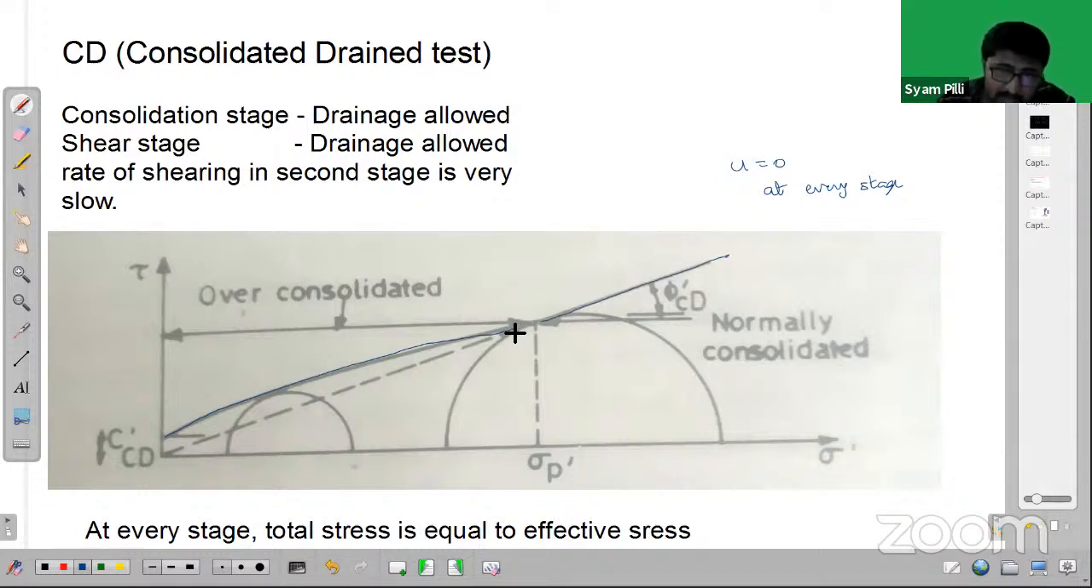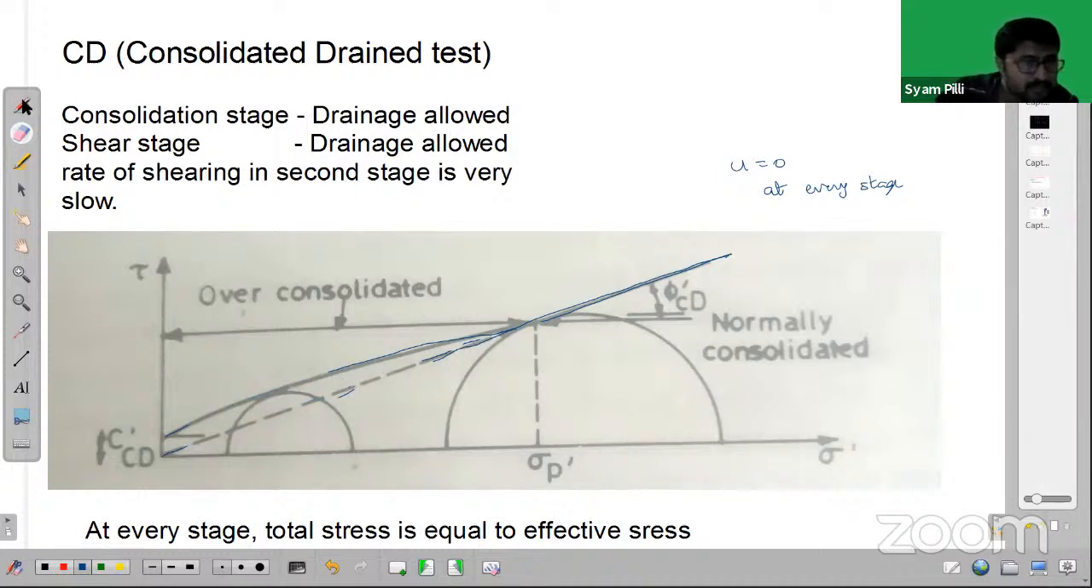So remember that this line is going through the origin. Do you see? The normally consolidated soils will pass through the origin. What is the meaning of this? I have to tell this meaning also.